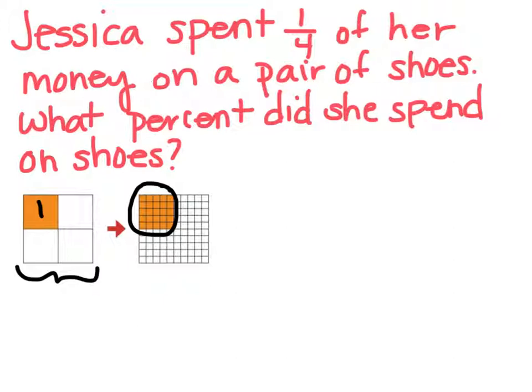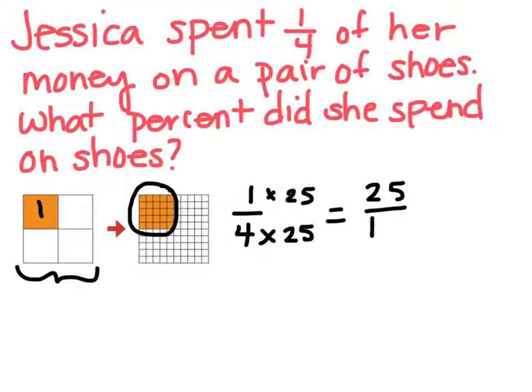In other words, we're going to take our fraction 1/4, and we're going to multiply both the numerator and the denominator by 25 to get 25 over 100. We know that percent is per 100, so we have 25 per 100, or 25%. Let's try method 2.